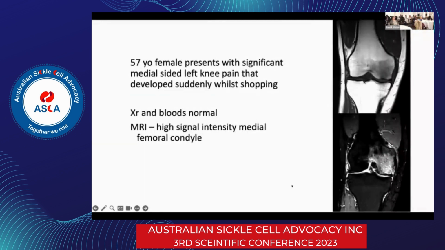Some painful conditions that do end up being a significant pathology are ones near the joint. This is a patient who presented with sudden medial pain to the knee. This is a very intense, very painful scenario for patients. They have great difficulty weight bearing. And you can see on the MRI, there's quite a bit of increased signal intensity over the medial femoral condyle.